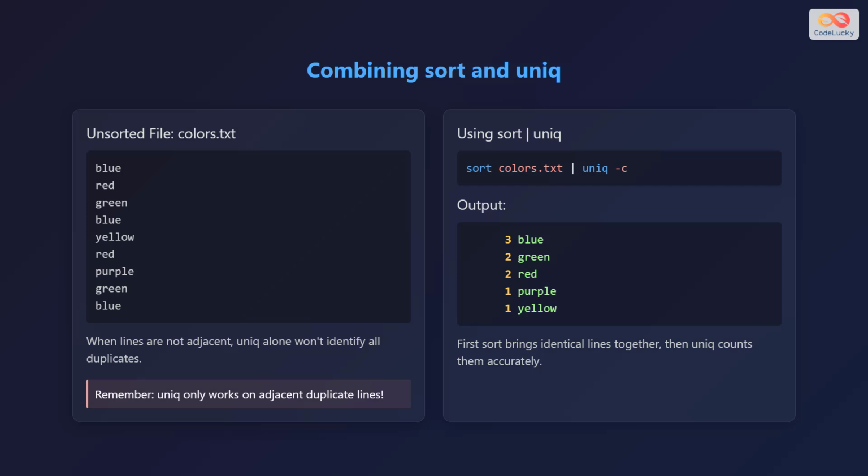If you use the command sort colors.txt pipe to Uniq with the -c option, the output will be 3 blue, 2 green, 2 red, 1 purple, and 1 yellow. First sort brings identical lines together, then Uniq counts them accurately.